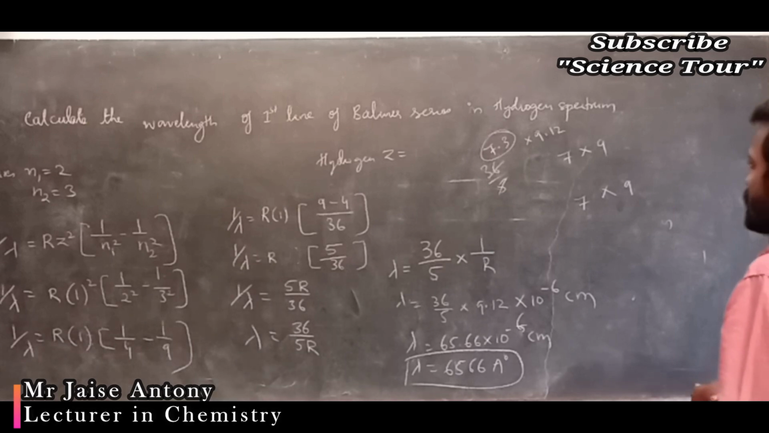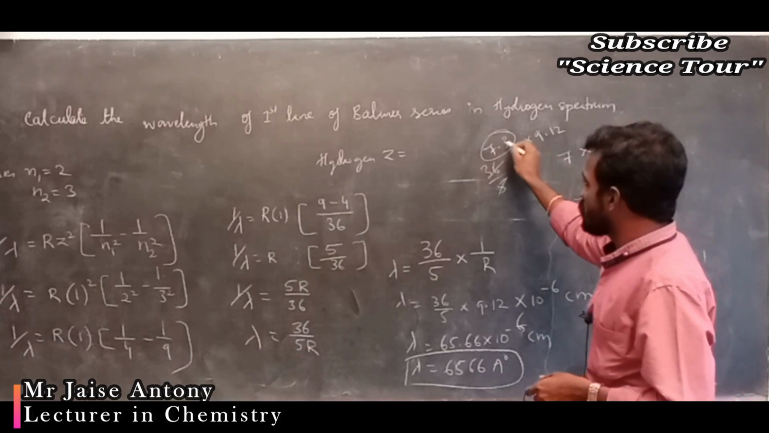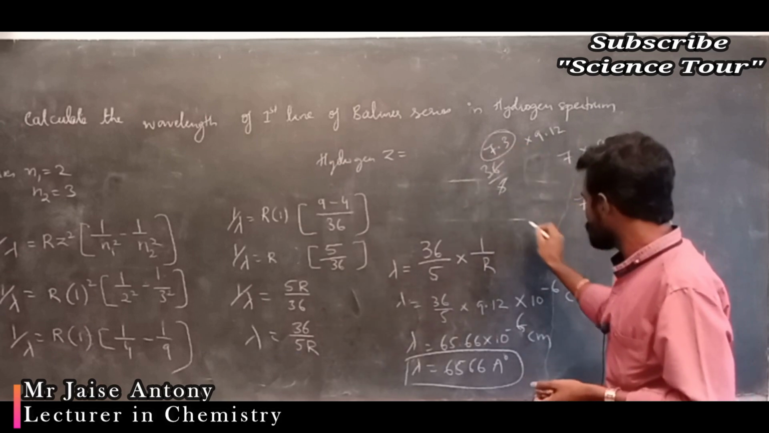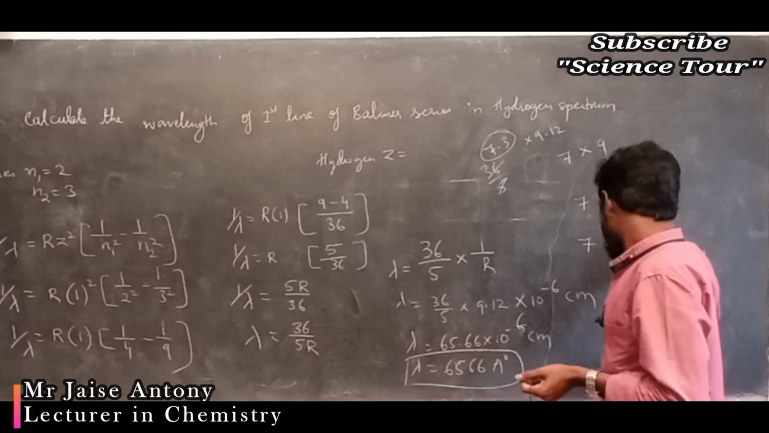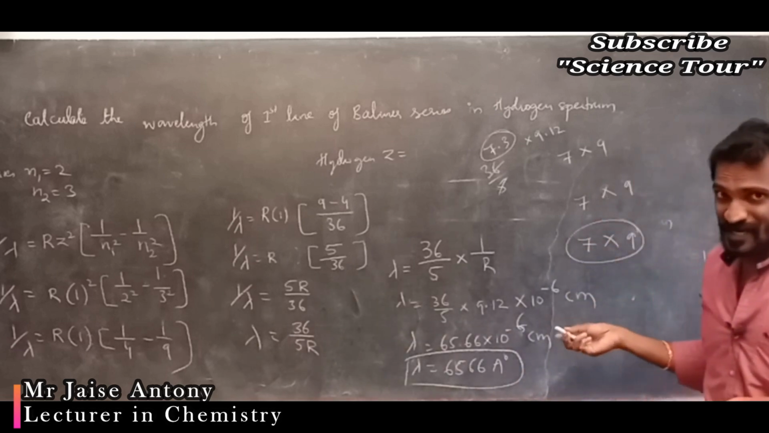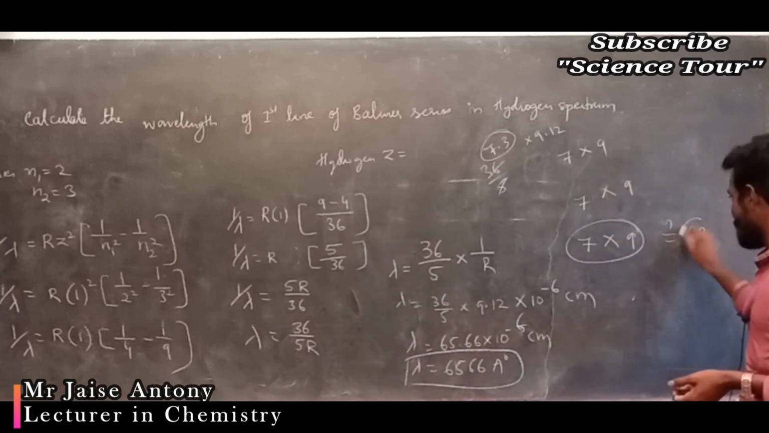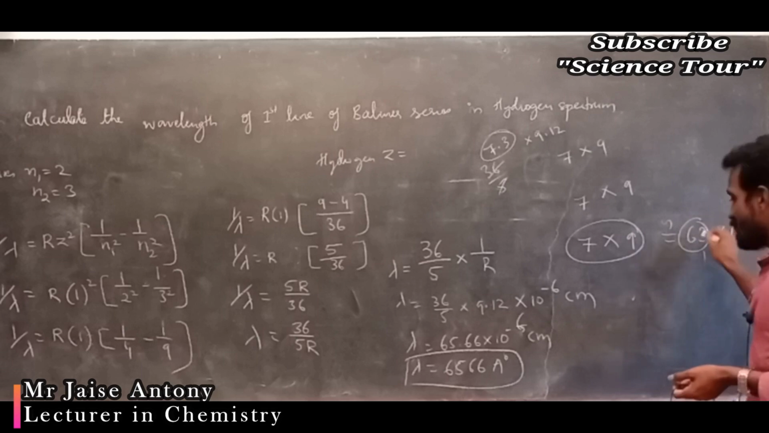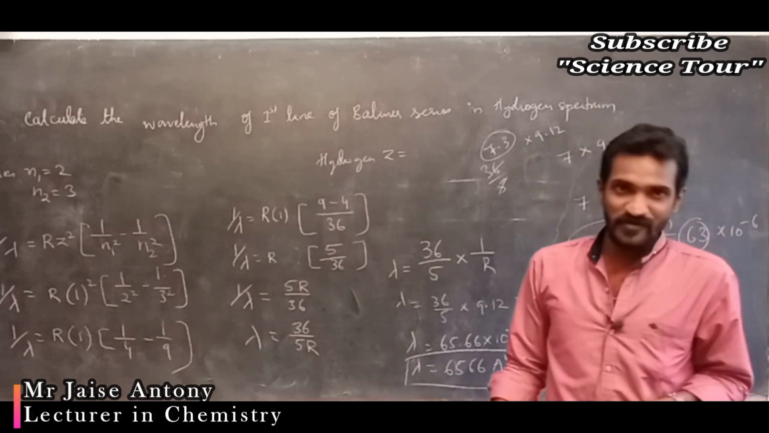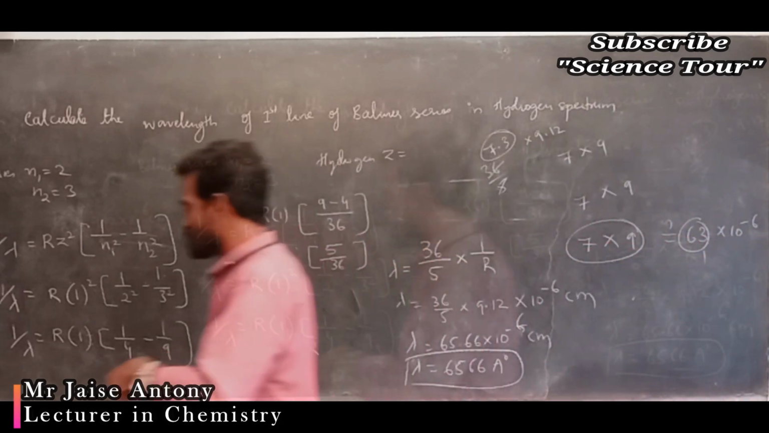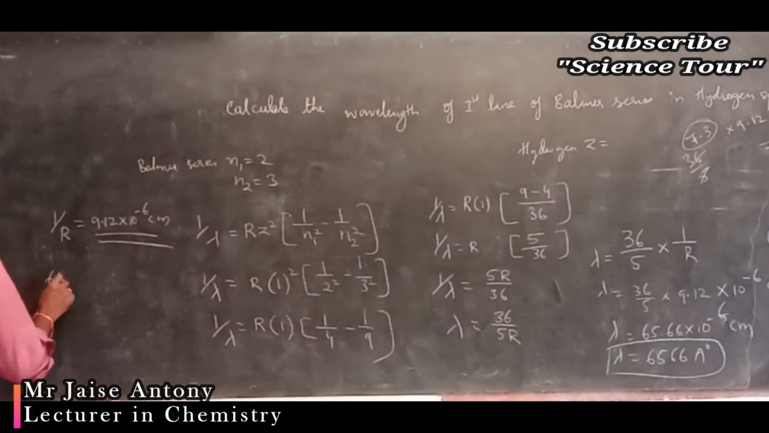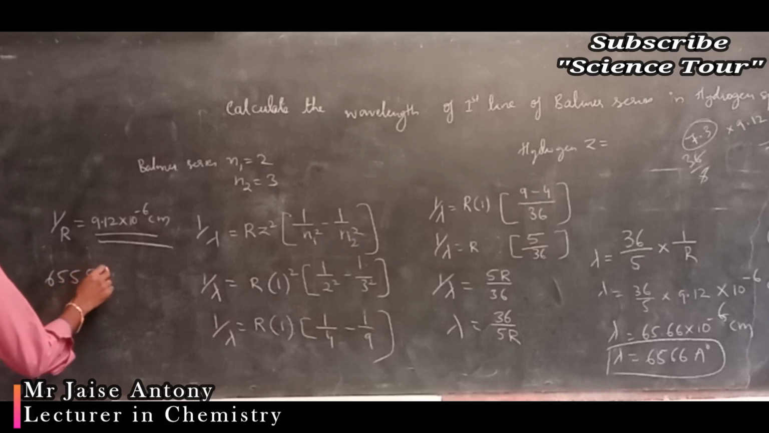So you calculate directly, my dear students. Instead of writing 7.3, you take 7 into 9.12 as 7 into 9. 9 into 7 is how much, my dear students? It is 63. 63 into 10 to the power minus 6. That means you are getting a value near 65. So in the exam paper they will give 5 values like this, for example 65, 55, 6 Angstrom, like this.